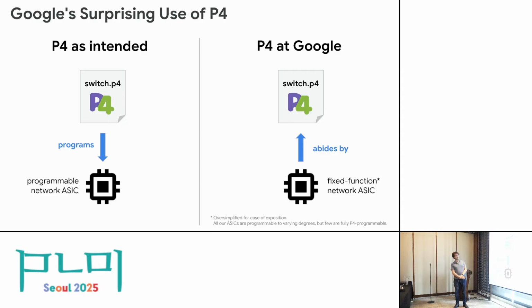So if you know anything about P4, and you don't need to, but if you did, you would think that the way we use P4 at Google was very strange. Because what it's really designed for is as a way to program a programmable network ASIC, what I told you in the beginning. Instead, none of our network ASICs are programmable, more or less. Instead, they're what we would call a fixed function network ASIC, and we just use P4 to model their behavior. And then we say, well, the ASIC should abide by this model.